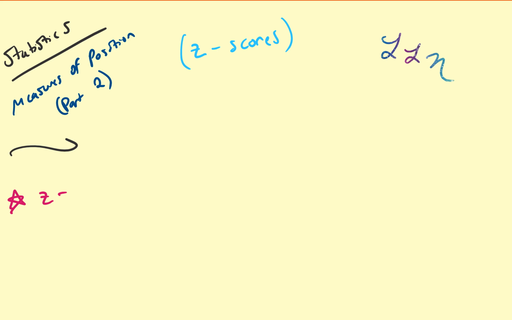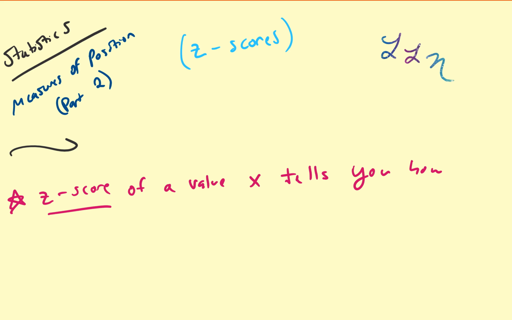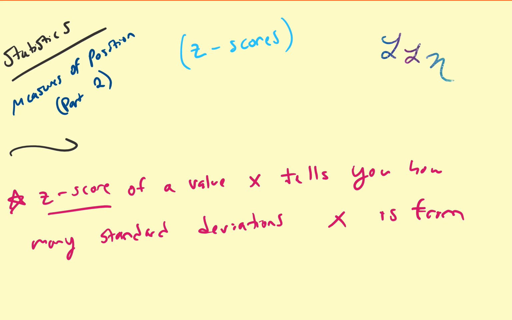A z-score of a value x tells you how many standard deviations x is from the mean of the data set.